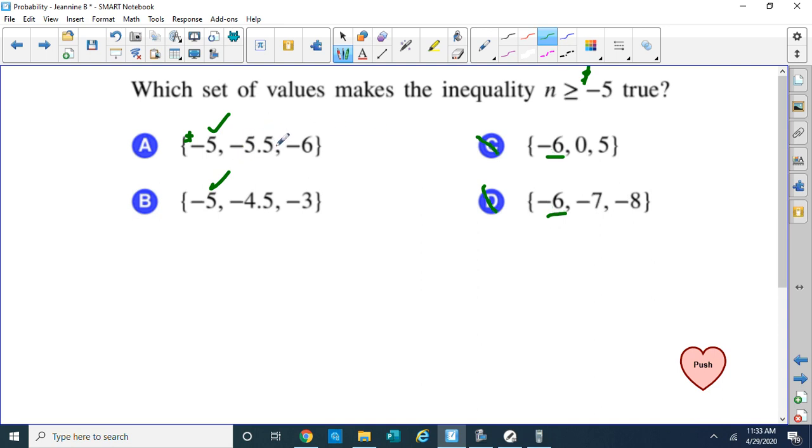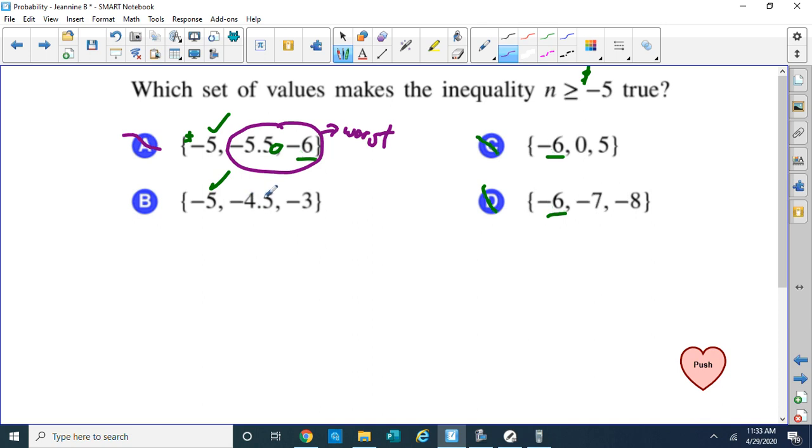Now let's add a 0 to this. Owing $5.50, is that better than owing $5? No, that's worse. And there's that owing $6, that's also worse. So just because of those two, I'm going to take these out because this makes it worse. You don't want to be worse, you want to be better. So A is not looking too good either. So let's look at B.